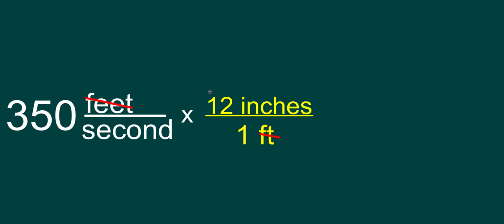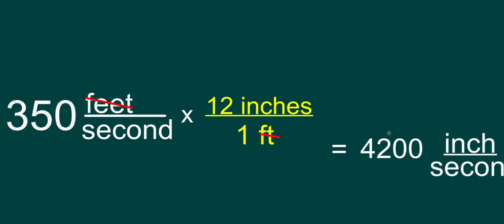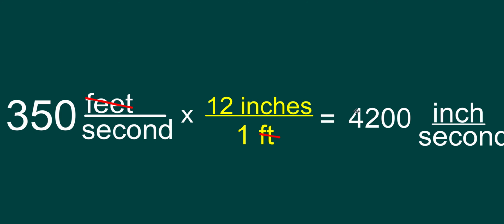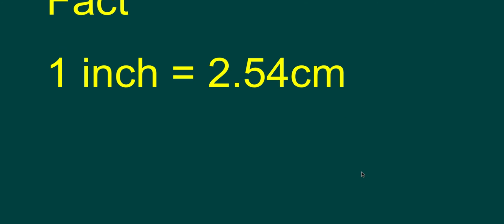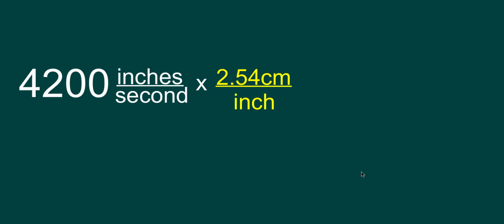So 350 times 12 is 4200. And we have inches per second. So 350 feet per second is now converted into 4200 inches per second. There are 2.54 centimeters in an inch, or 1 inch is 2.54 centimeters. So we're going to take the calculation that we just did. So we had 4200 inches per second.